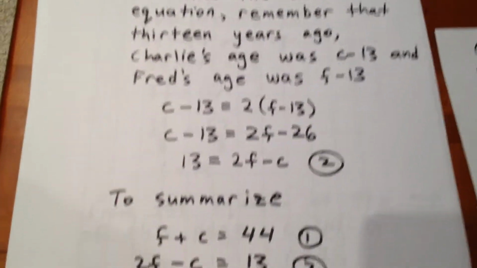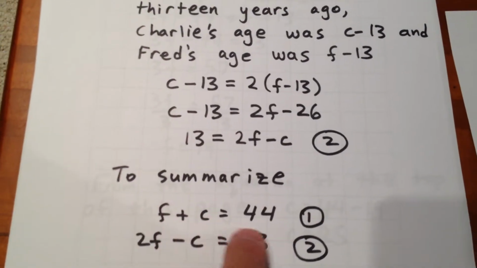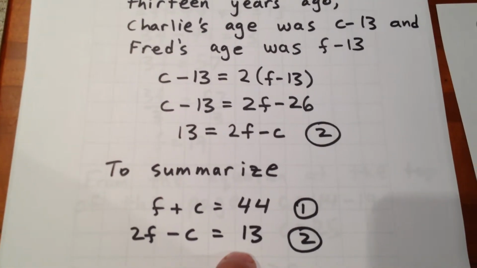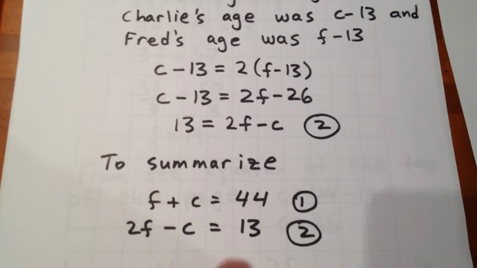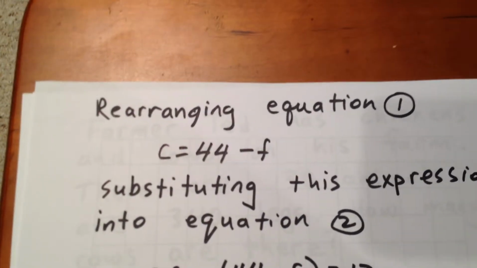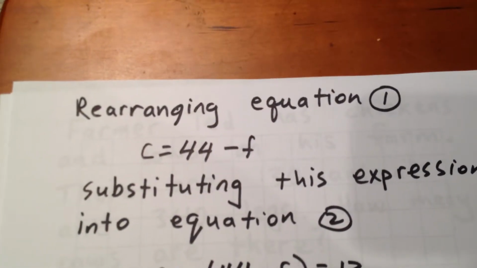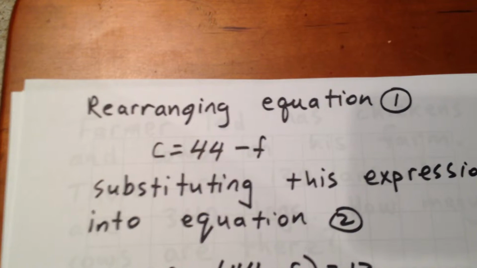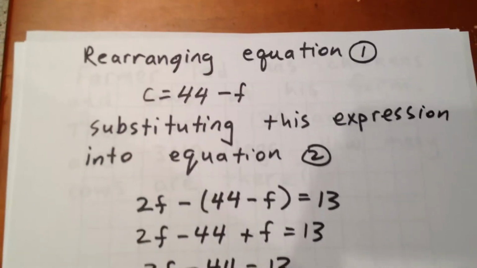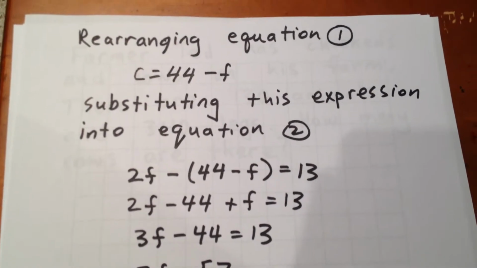So to summarize, our first equation is F plus C equals 44. Our second equation is 2F minus C equals 13. Two equations, two variables, looks good. Moving on then, we can rearrange equation 1. Equation 1 read F plus C equals 44, so we're going to solve for C, and that equals 44 minus F. We're then going to substitute that expression into equation 2.